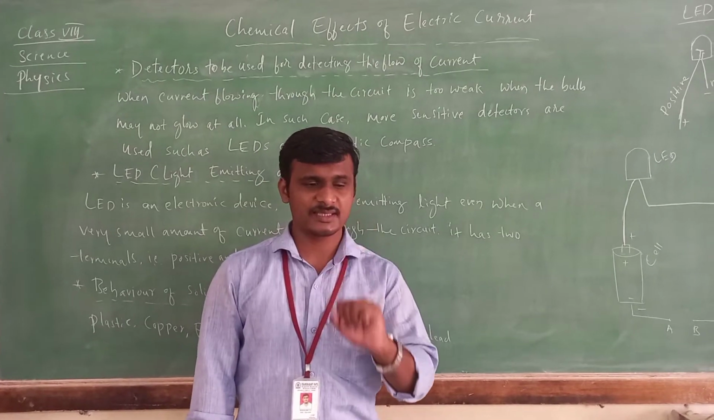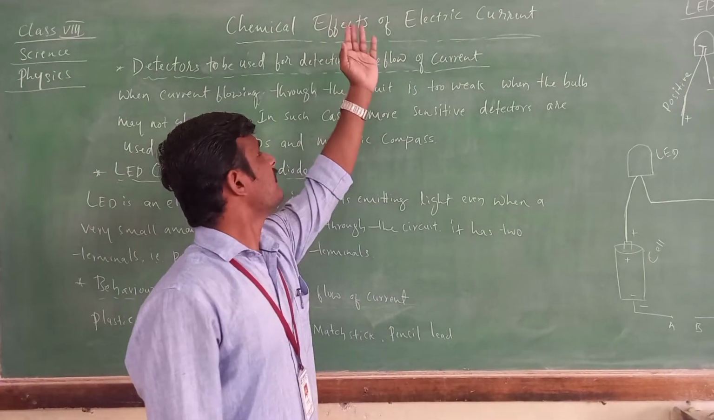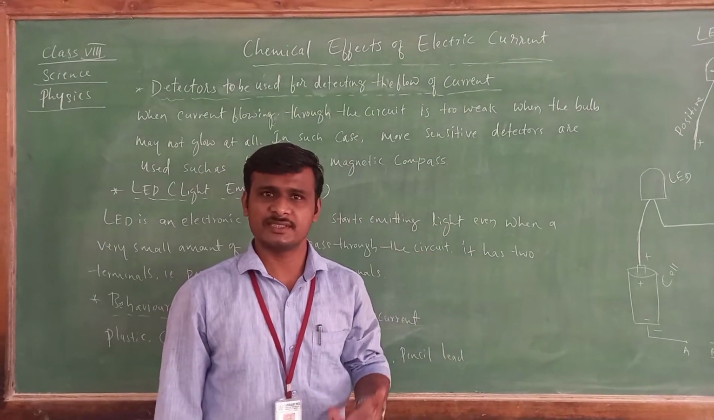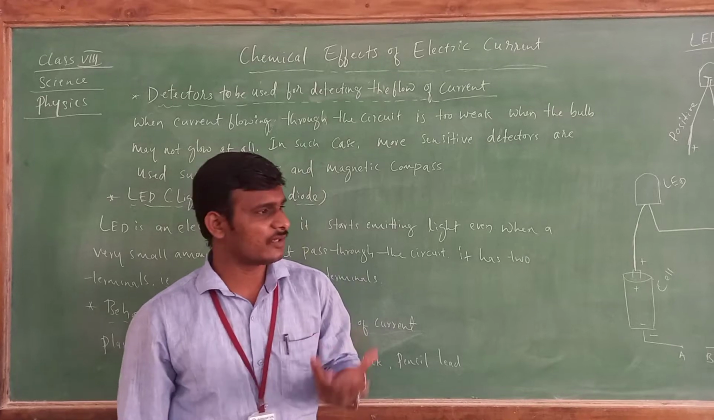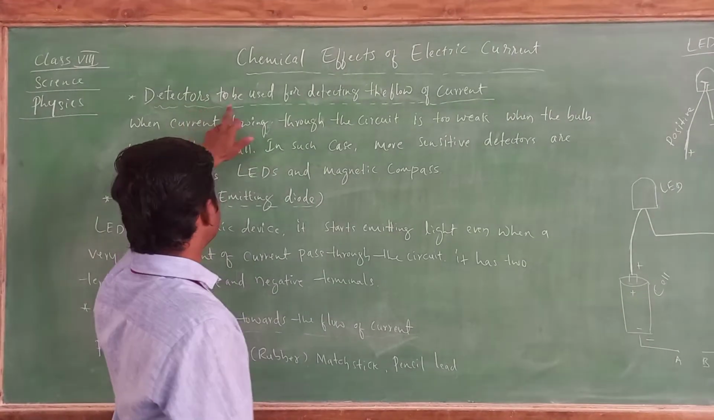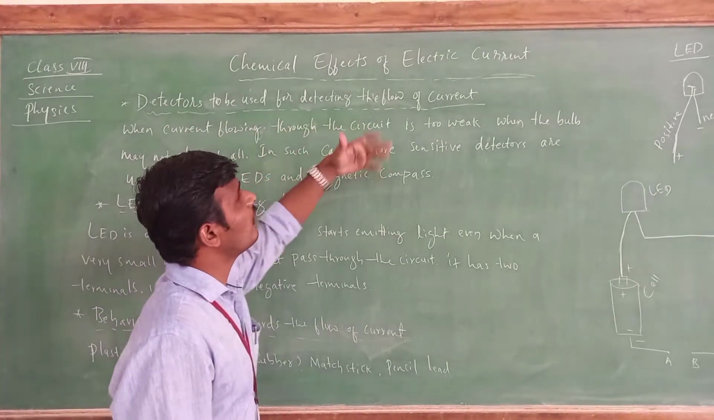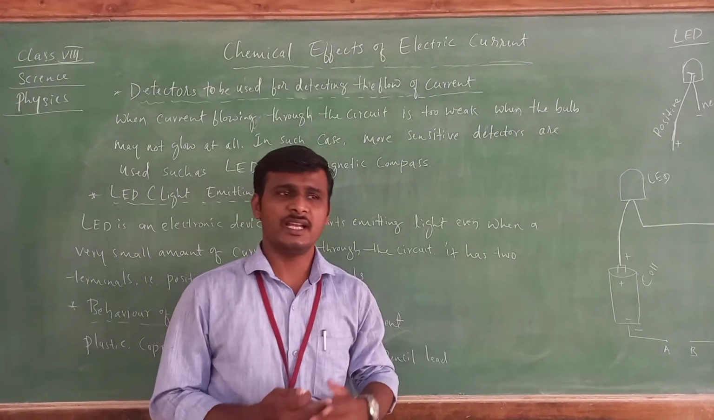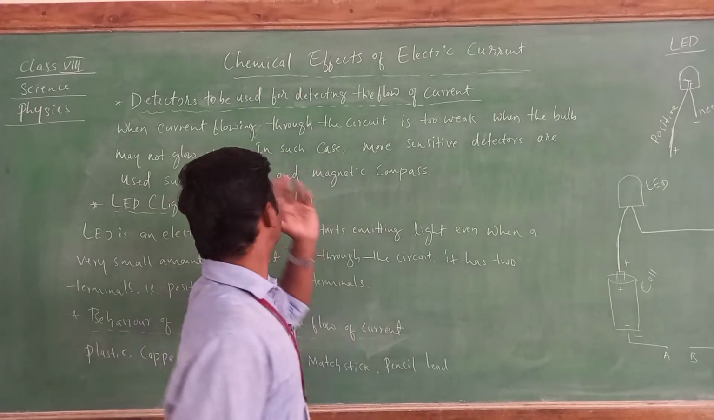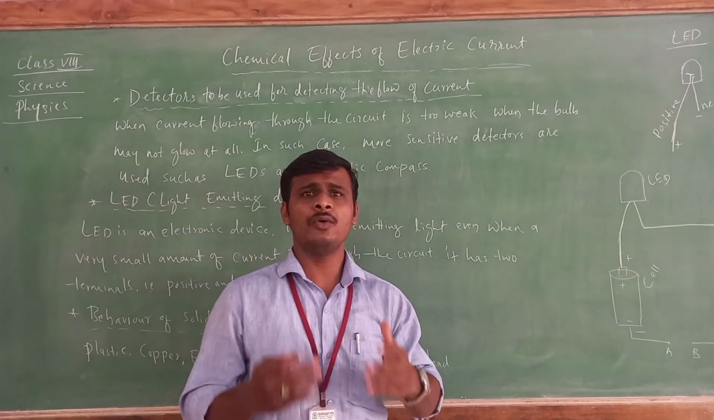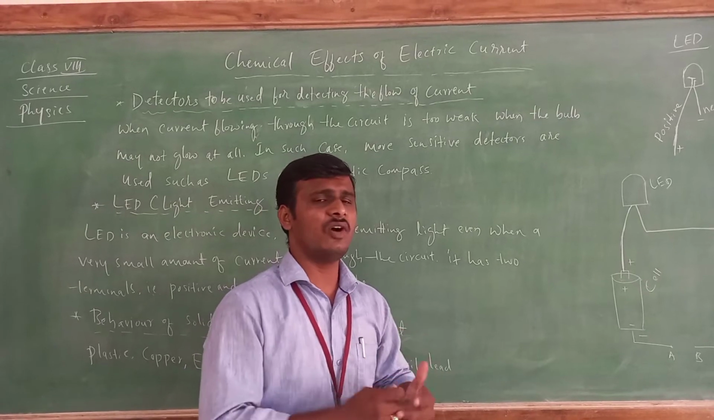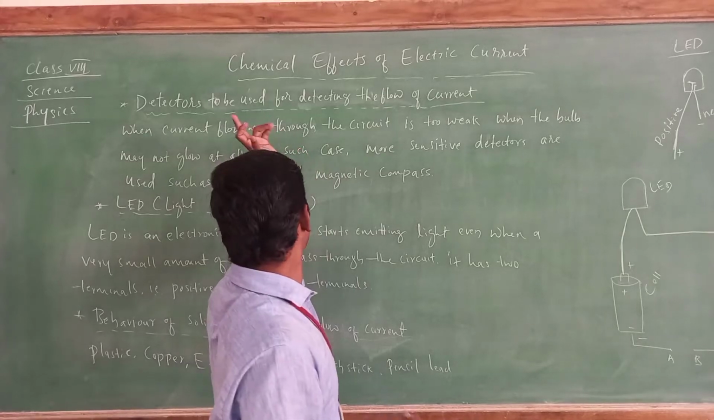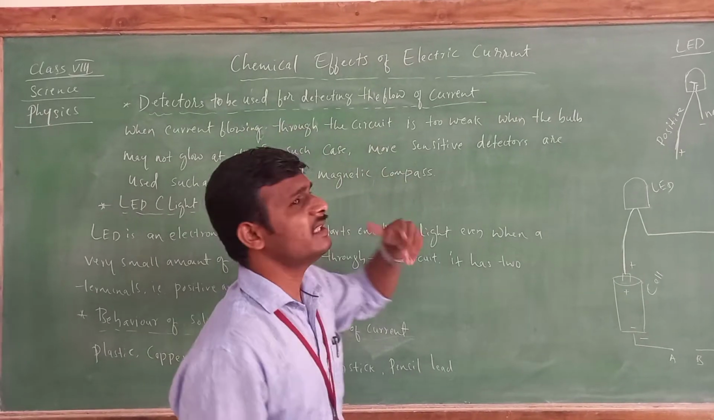Friends, last class we discussed the chapter on chemical effects of electric current. In that, we discussed the basic definitions in the last term. Now in this class we are going to discuss the detectors used for detecting the flow of electric current. That is, how current is flowing in the circuit, which we are going to study here using the detectors. So how will we know that current is flowing in that circuit? We can study that here by using the detector.